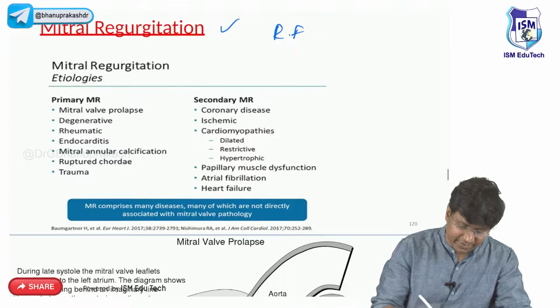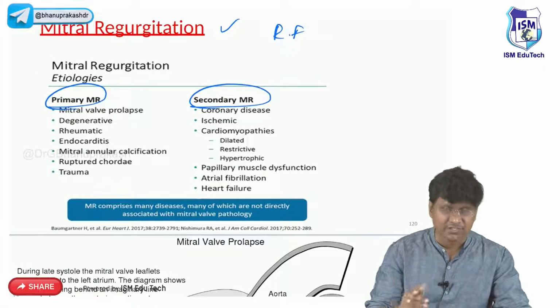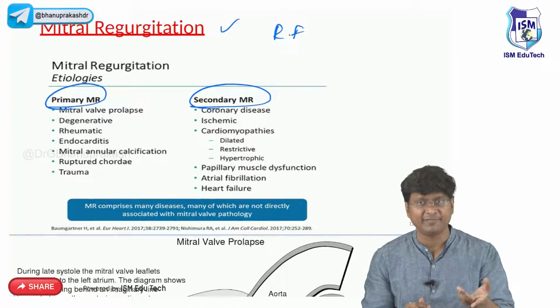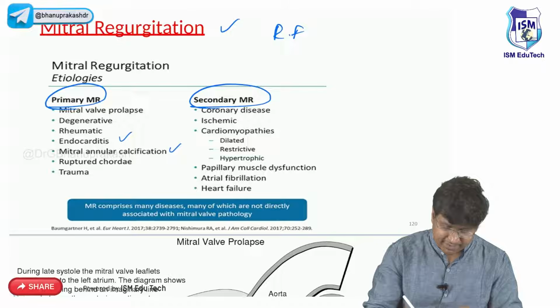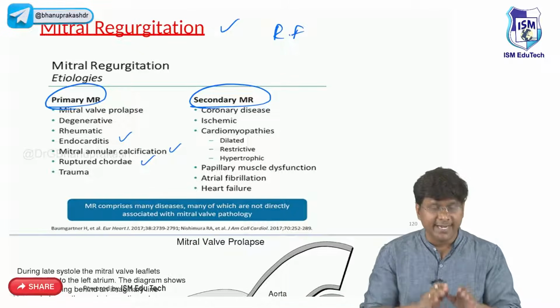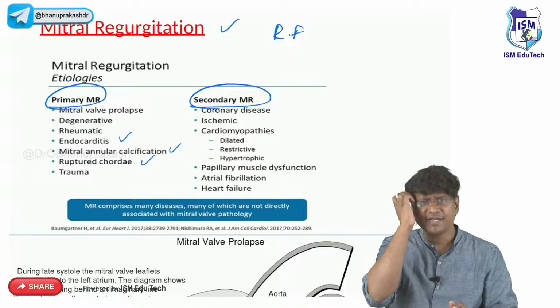So it could be primary valve pathology or secondary pathology within the myocardium. What would be the valve pathology? One is your rheumatic fever. The other conditions are endocarditis, mitral annular calcification, rupture of chordae tendineae. And what are the myocardial pathologies?